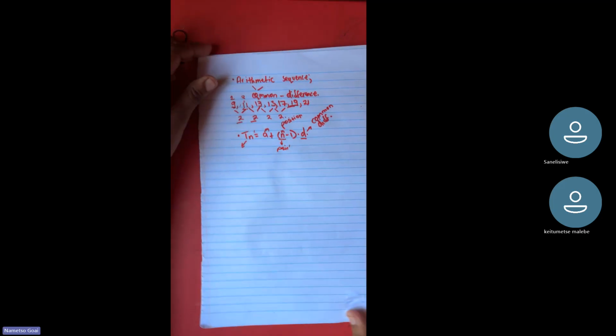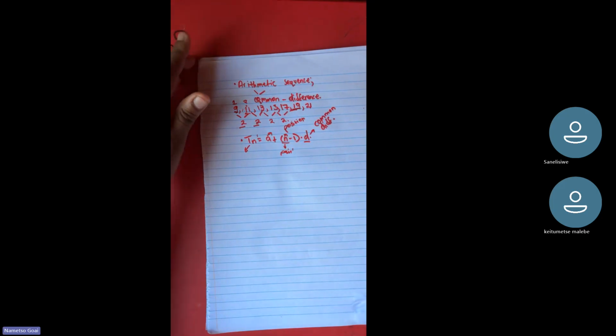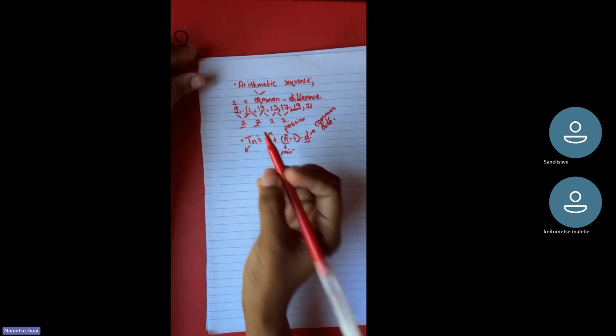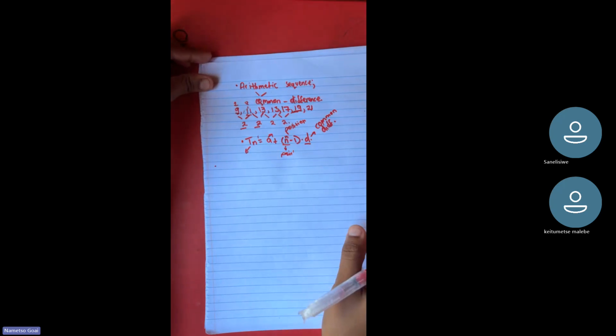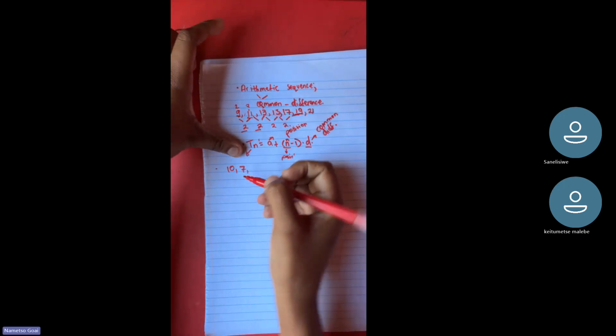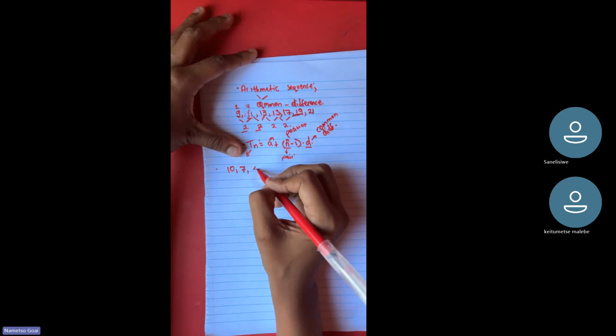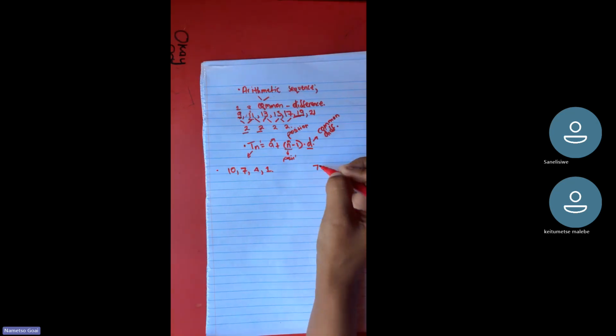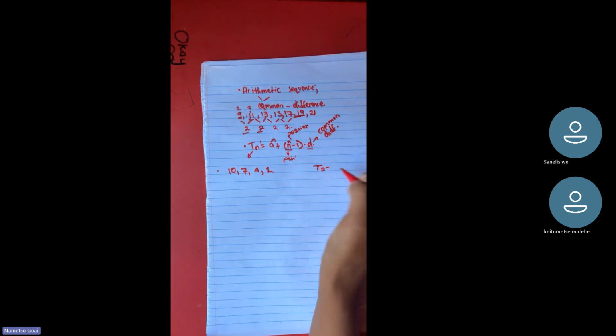Okay. Now let's do an example. Let's say we have 10, 7, 4, and so on. When we try and compute the difference, remember we're going to say T2 minus T1, get what it is, then T3 minus T2.